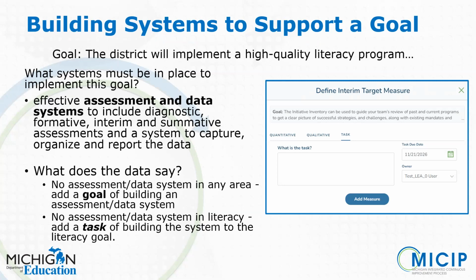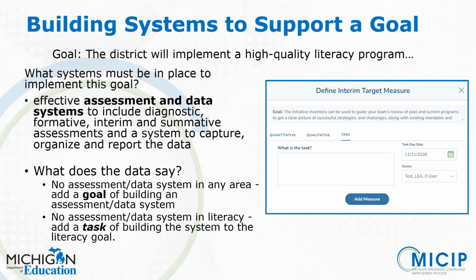For the purpose of illustration, let's again focus on the need for an assessment and data system. If we haven't already gathered data about the effectiveness of our assessment and data system using one of the system frameworks, we need to do that first, since that data will help determine next steps. Suppose the data shows that we don't have an effective assessment and data system in any area. That might call for addressing such a system through a separate goal, as illustrated by the previous example. However, if we find that the lack of a quality assessment or data system is particular to literacy, we may be able to simply address that as a task.